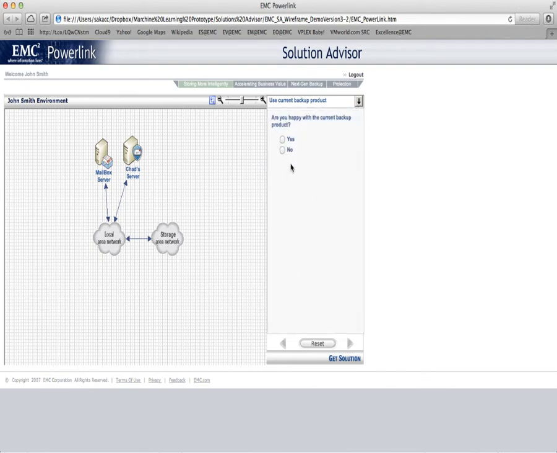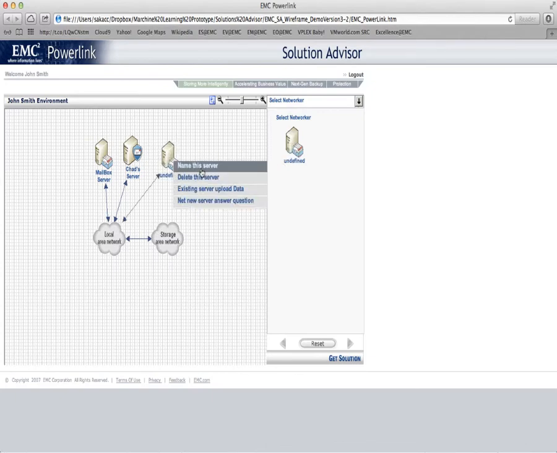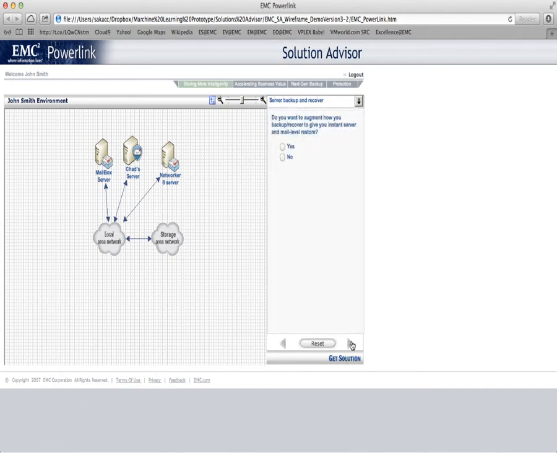And then it would ask you other things like, are you happy with your backup products? And if the answer is no, then I'll say, let's stick in some NetWorker stuff. Okay, great. This is our brand new NetWorker 8 server. Again, this is just a mock-up, but to show the idea. And then do you want to augment how you do backup and recovery to give you mailbox level restore? Why wouldn't you? Do you want bottomless mailboxes, which is about archiving? Yeah, of course I want that.